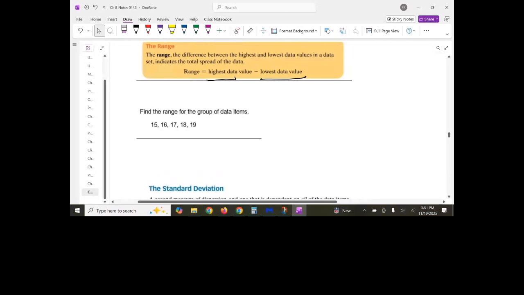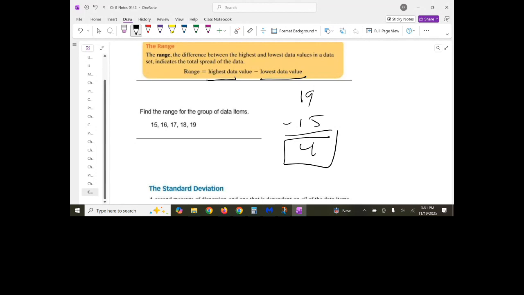So, y'all, right here it says find the range for the group of data items. Okay, so the highest number, y'all, is 19. The smallest one is 15. If we subtract them, we have a range of 4. That's all it tells us. Okay, that's the range. No number is going to be more than 4 points or 4 values away from another one. Okay.